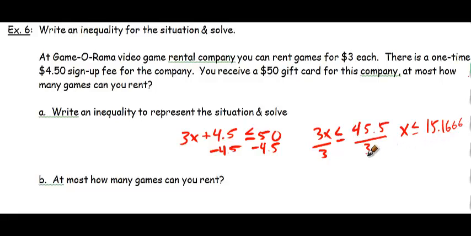Now, we can't rent 15.166 games, right? So how many can we rent? Well, and remember, x was the number of games. It has to be less than or equal to it. I know that some people want to round down just because 0.1 is smaller than 0.5, but we can't rent any more. If we rent over that, if we rent 16 games, then we would be spending more than our 50 amount. So we have to spend less. So we can rent 15 games. And then we have some change left over.